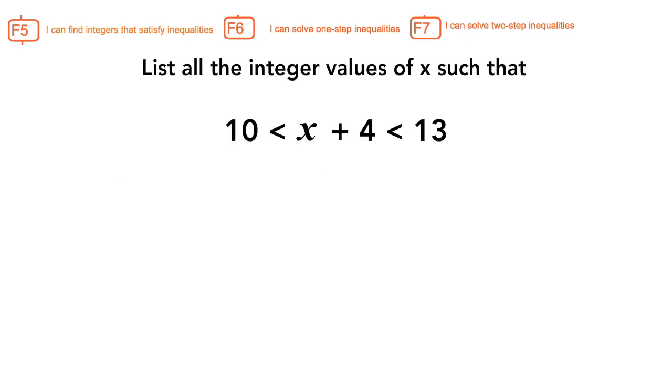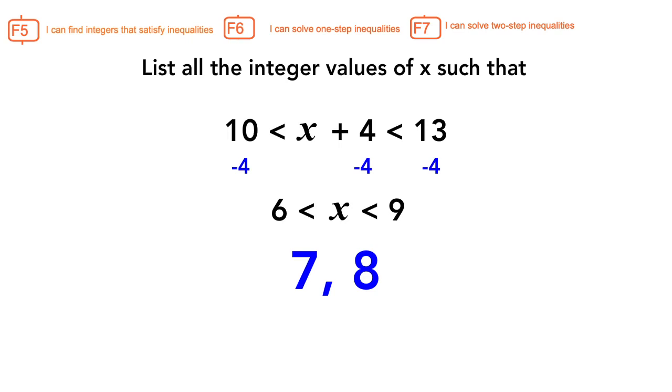Consider this question. List all the integer values for x such that 10 is less than x plus 4, which is less than 13. Like the example where we solve the equation by applying the same operation to both sides of the equal symbol, we do the same thing for all parts of the inequality until we only have x. We subtract 4 from all 3 parts and we get 6 is less than x, which is less than 9. Now we can list the values that are between 6 and 9, but not equal to 6 and 9, as the inequalities are just less than.